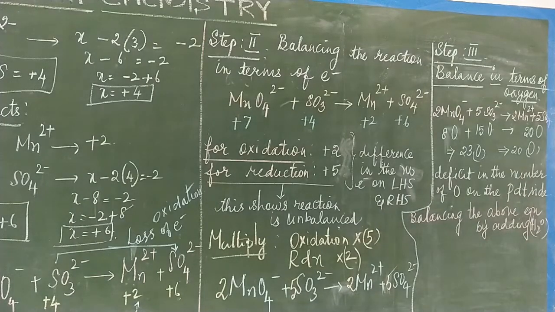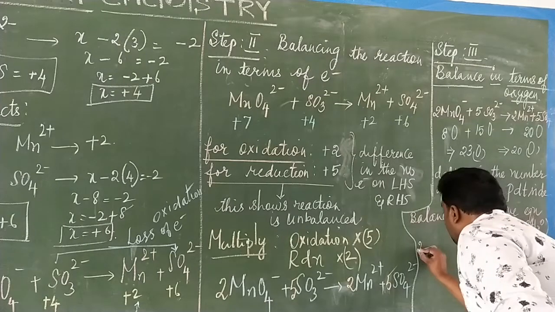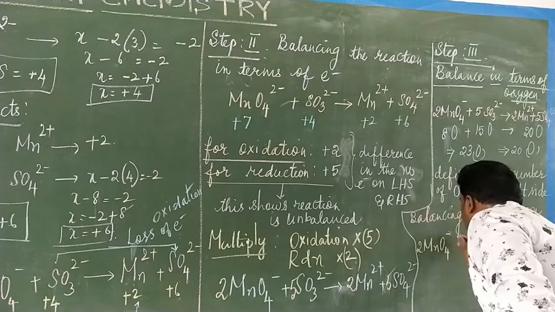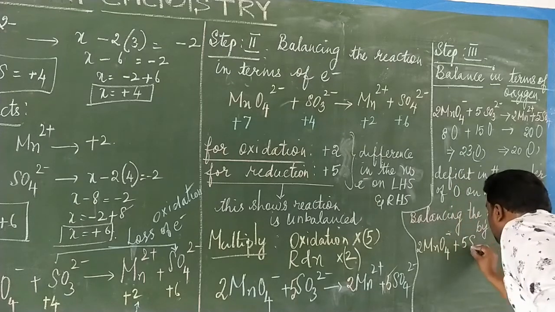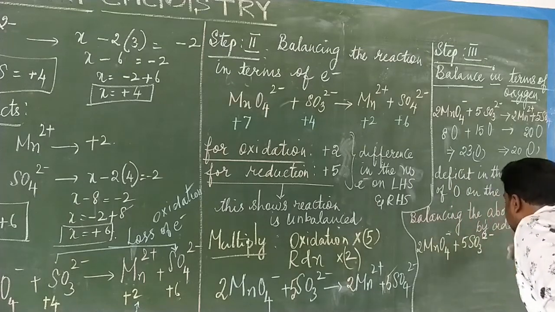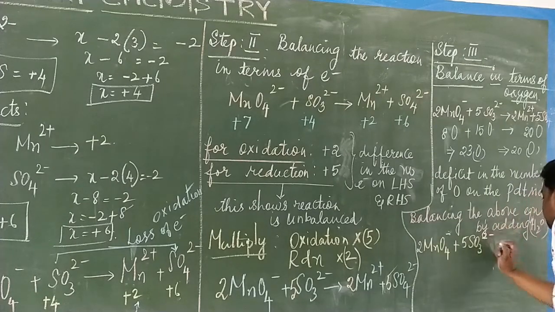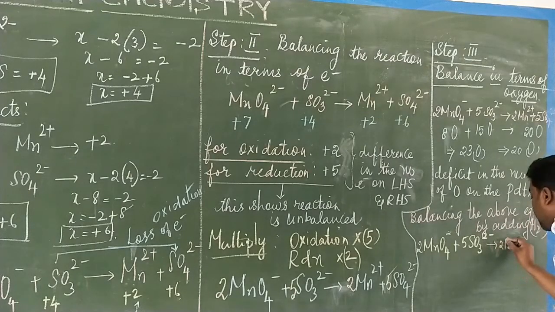To write down the reaction again. What is the reaction? 2MnO4 minus plus 5SO3 2 minus gives 2Mn2 plus and 5SO4 2 minus. This is the overall reaction.